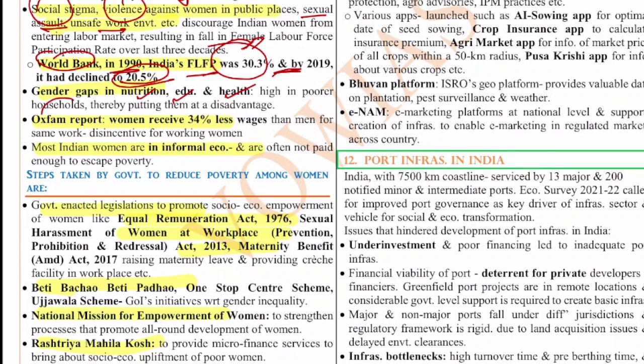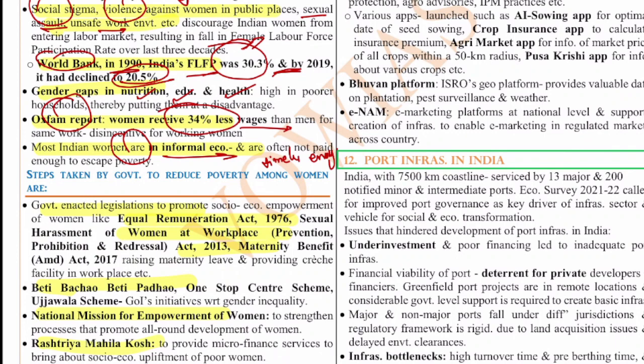Also, according to the Oxfam report, women receive 34% less wages than men for the same work, and most Indian women are in the informal sector. Most women are in the informal sector, and when women are in the informal sector, they will not receive timely wages. They will not receive enough wages, which is needed for them to come out of this poverty.